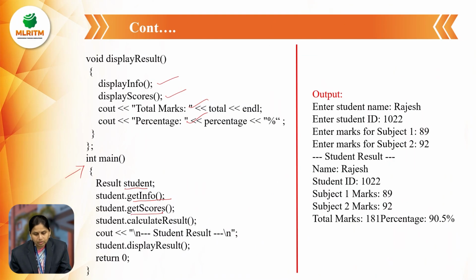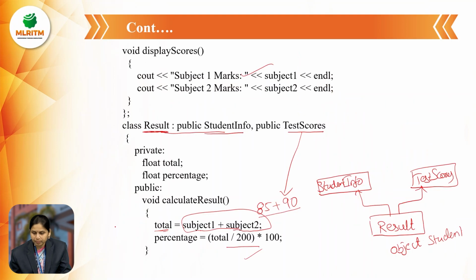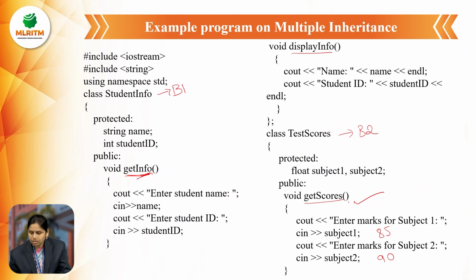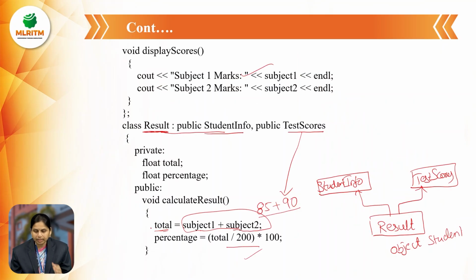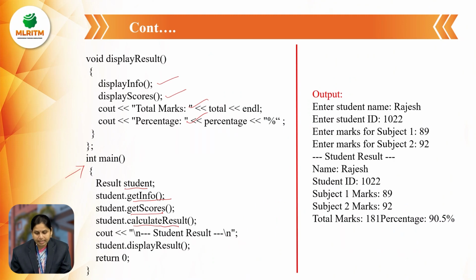Next, get score. So we are calling the get score method by using the same object student. It directly goes to the test scores and control goes to get scores and here we can read the 2 subject values. So after reading the student information and subject marks, then go to calculate result. This method is present in the result class. So directly it goes to calculate result. It calculates the total and percentage. Next, we have to display. So call the display result.